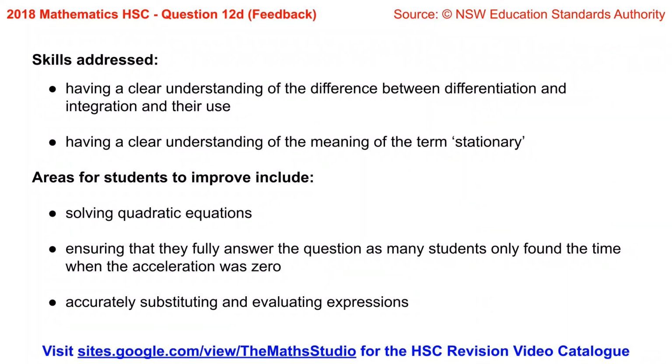The following is the feedback from the Marking Centre for question 12d. Skills addressed: having a clear understanding of the difference between differentiation and integration and their use, and having a clear understanding of the meaning of the term stationary. Areas for students to improve include solving quadratic equations, ensuring that they fully answer the question as many students only found the time when the acceleration was 0, and accurately substituting and evaluating expressions.